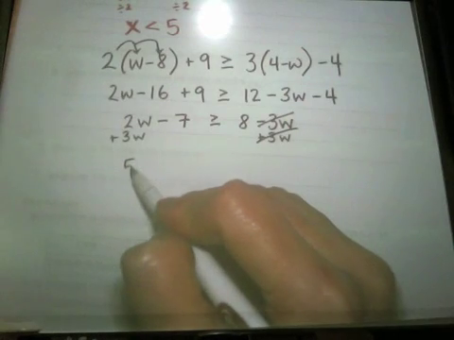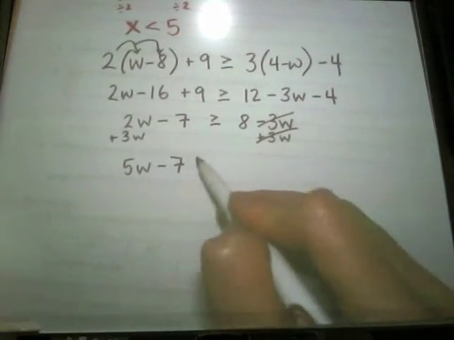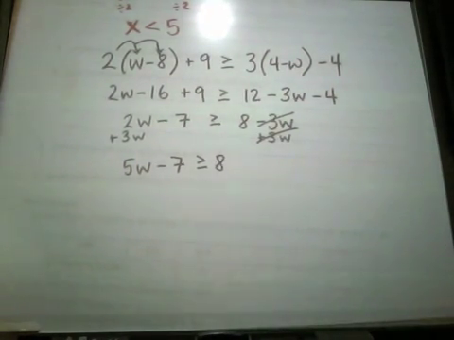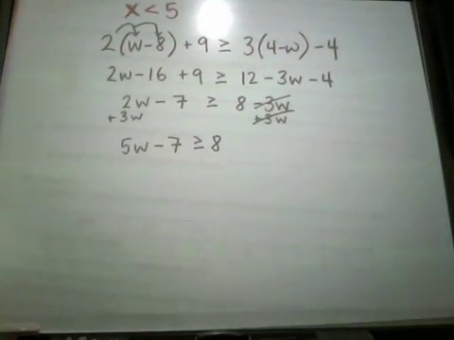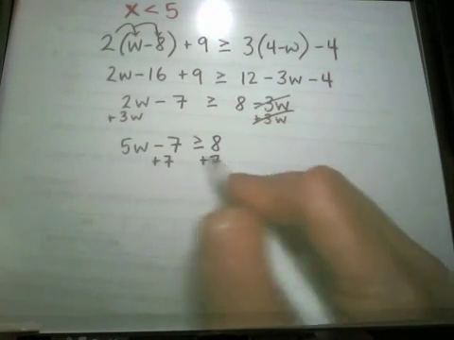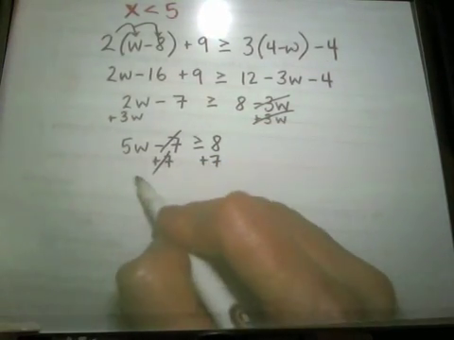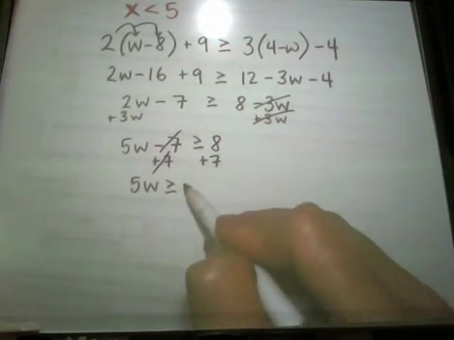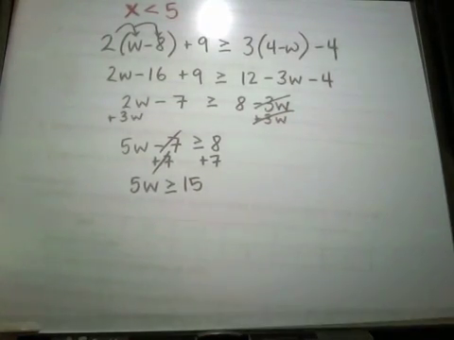2 plus 3 is 5w minus 7 less than or equal to 8. At this point, I think you guys all know what to do. We leave the w alone. We start with the minus 7, and we do the opposite, which is plus 7. That gives me 5w is greater than or equal to 15.